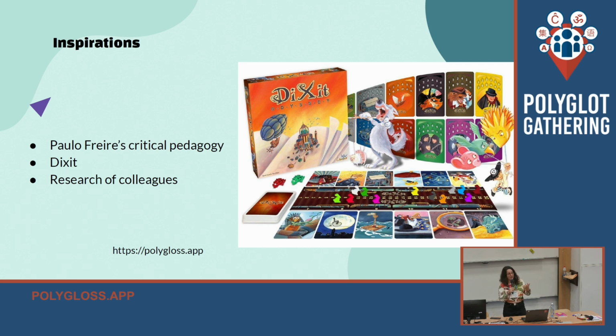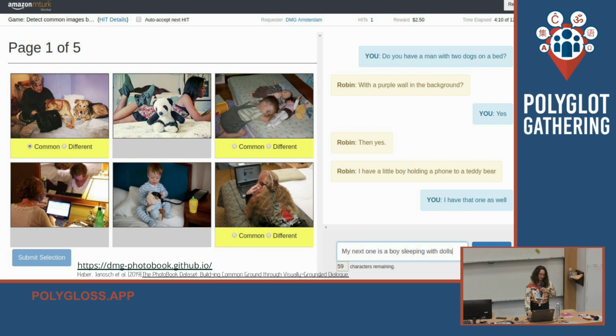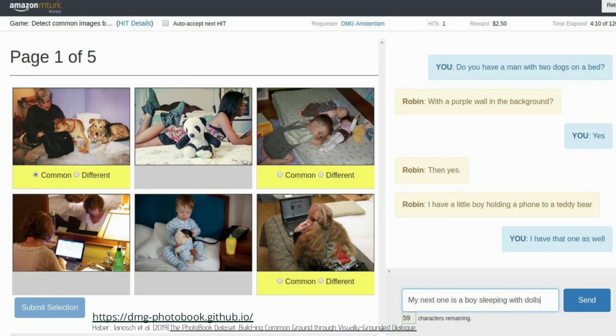Polygloss works very similar to that, but in a language learning context. What also helped me reach an idea for my product was the research of my colleagues during the masters, so also props to Photobook, which is research on getting the negotiation part, see how people negotiate when they disagree and when they try to find common ground. And this research was also on an image-based task, and using that as sort of a prompt to get this dialogue.